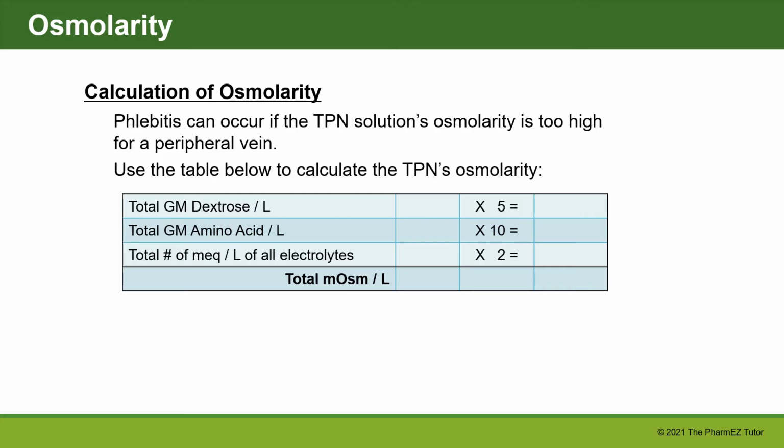We take the total grams of dextrose per liter and multiply that by a factor of 5. Add that to the total grams of amino acid per liter multiplied by a factor of 10, and then add that to the total number of MEQs per liter of all electrolytes multiplied by 2 to get the total milliosmoles per liter.